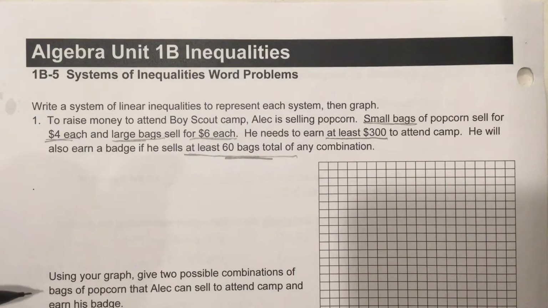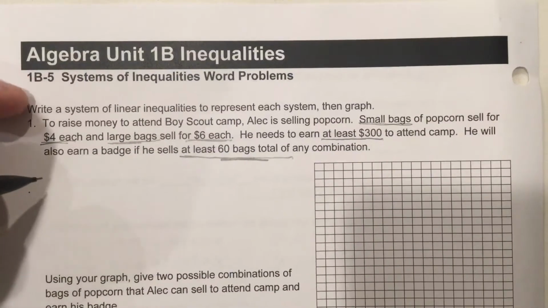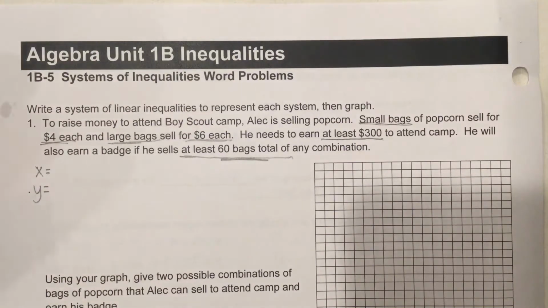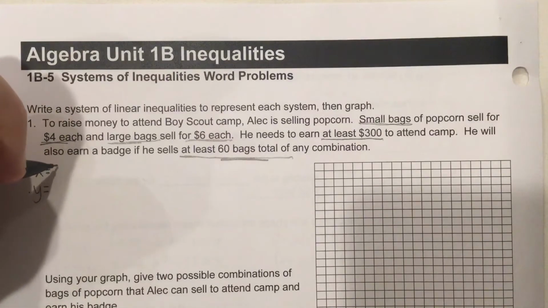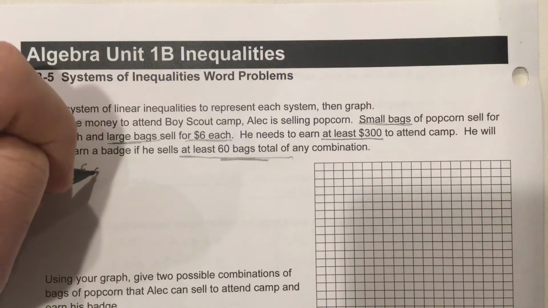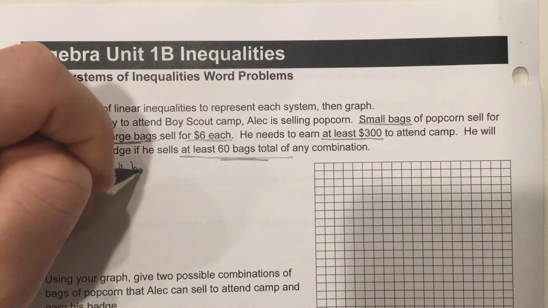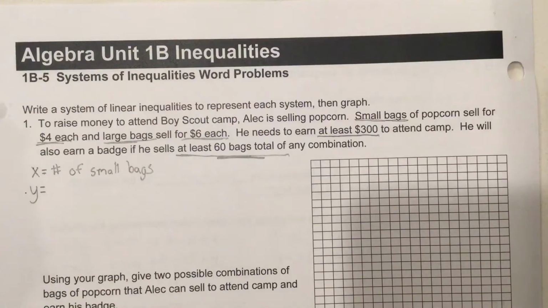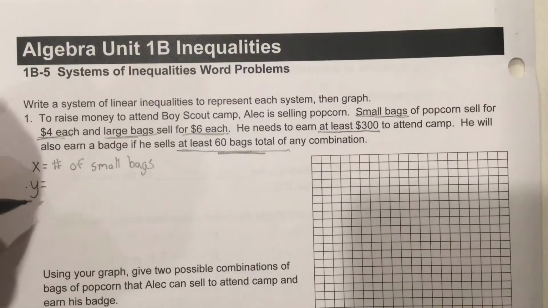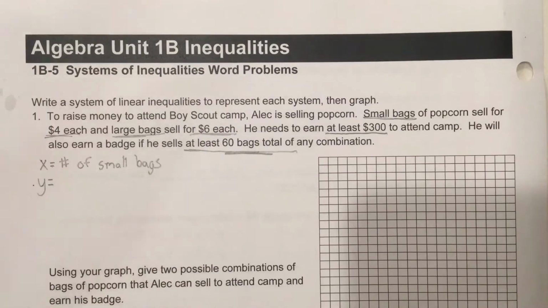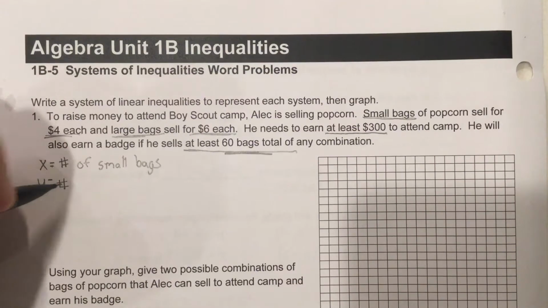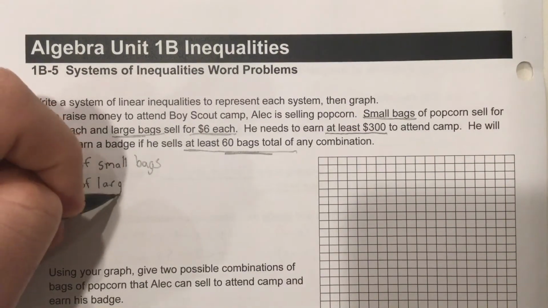So what we're going to now do is write a system of inequalities for that. And since we have two different types of bags, we're going to have two different variables. So always define your variables first. So I'm going to have x equals and y equals. I'm going to say x is the number of small bags. It really doesn't matter whether you use x as small bags or y as small bags, but make sure you define them. So I'm using x as the number of small bags, and that would mean y is the number of large bags. Those are my two unknowns.